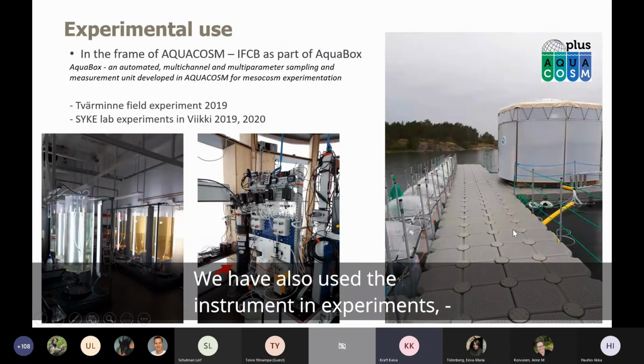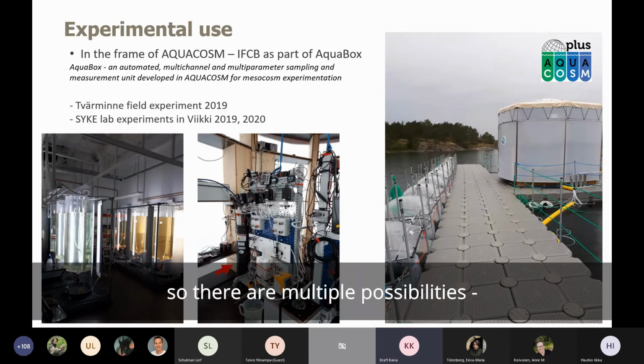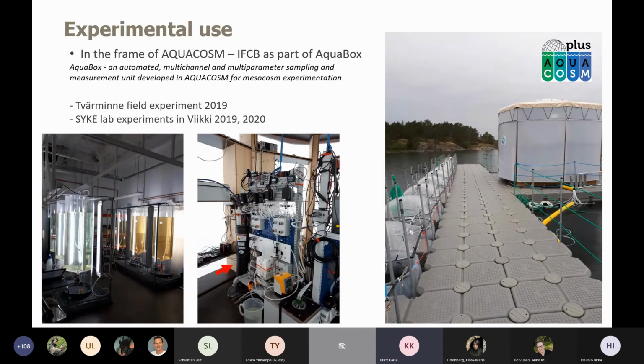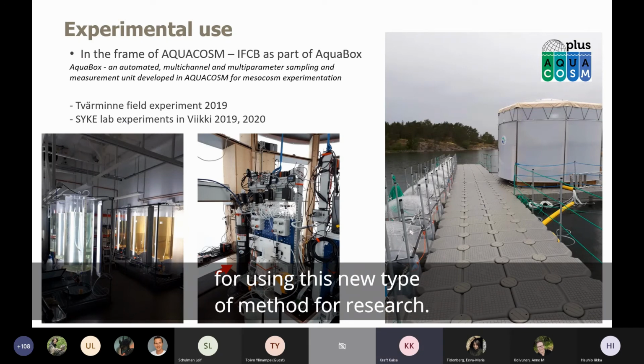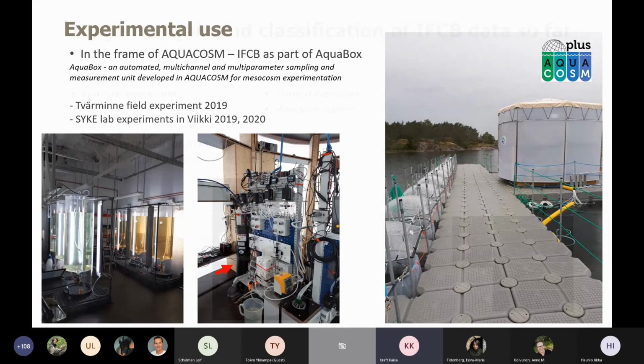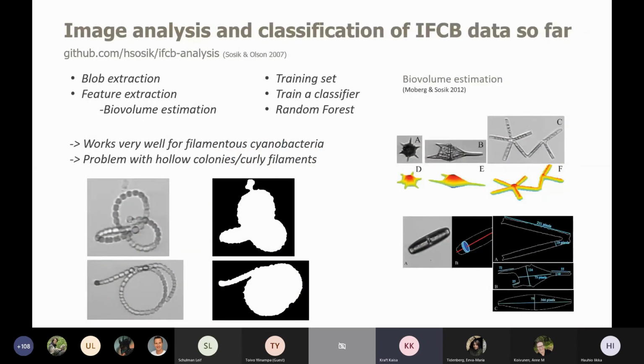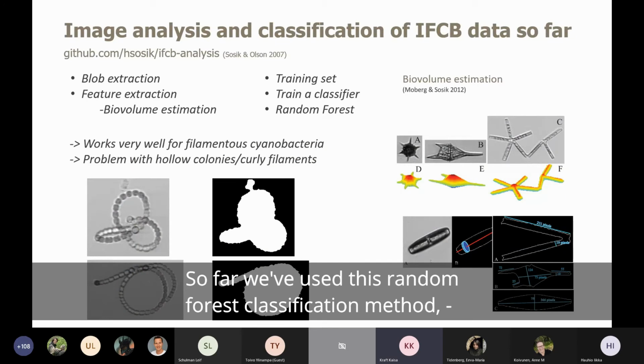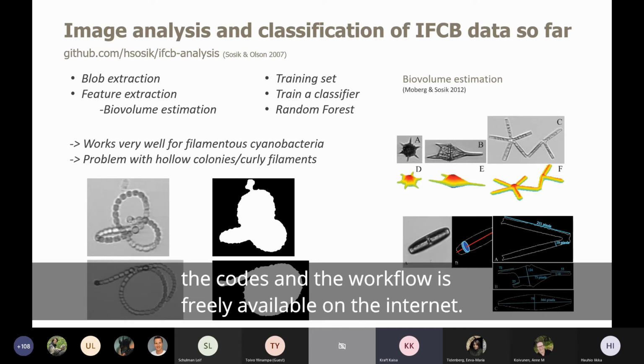We have also used the instrument in experiments. So there are multiple possibilities for using this new type of method for research. So far, we've used this random forest classification method. That is, the codes and the workflow are freely available on the internet.